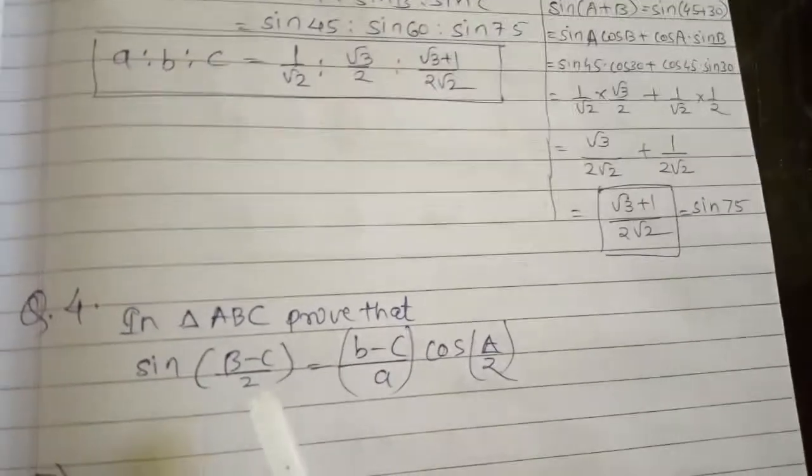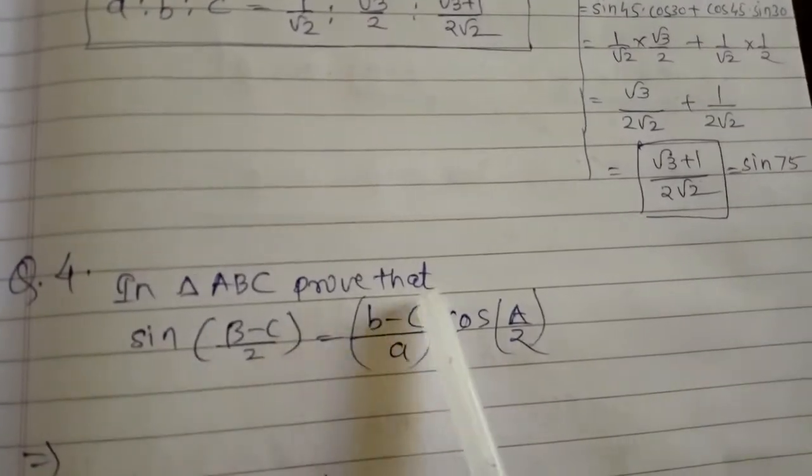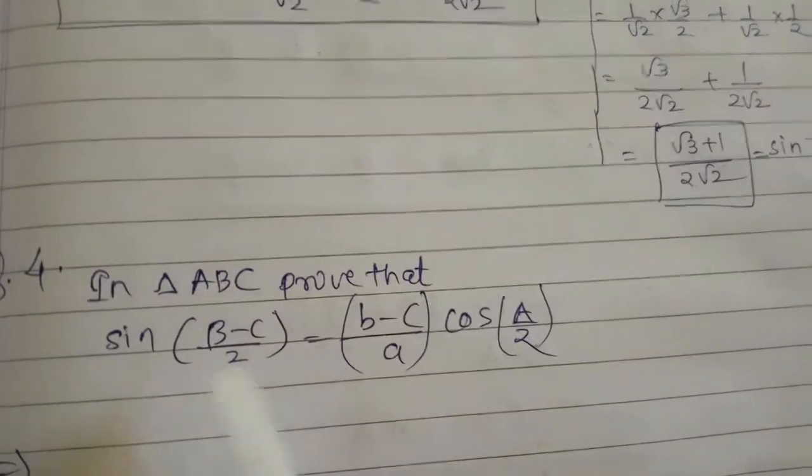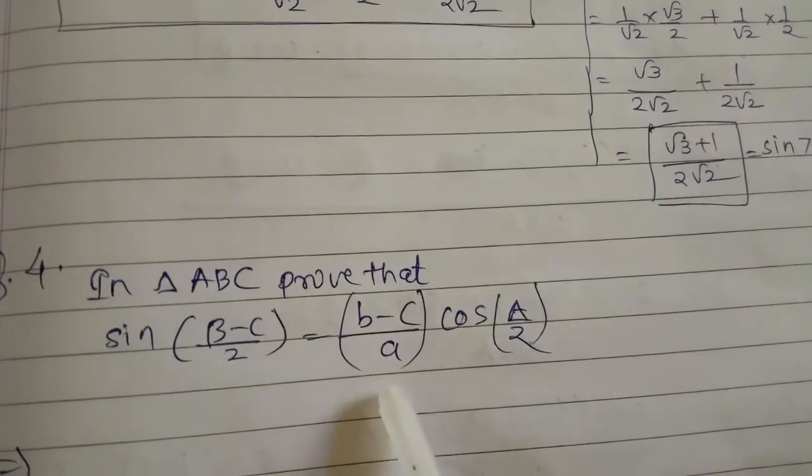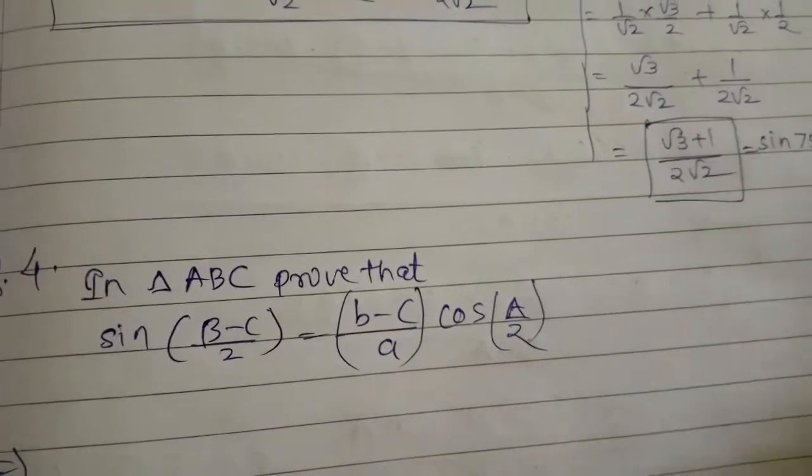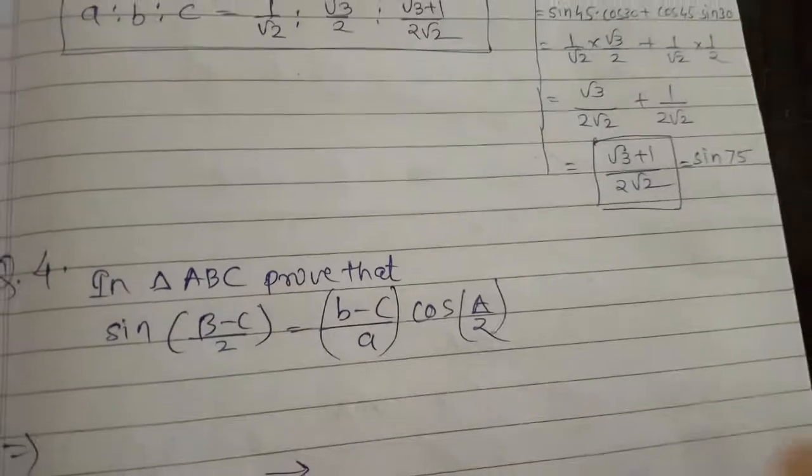Now see the question number 4. In triangle ABC, we have to prove that sin (B minus C) upon 2 is equals to (B minus C) upon A into cos A by 2. So this we have to prove.